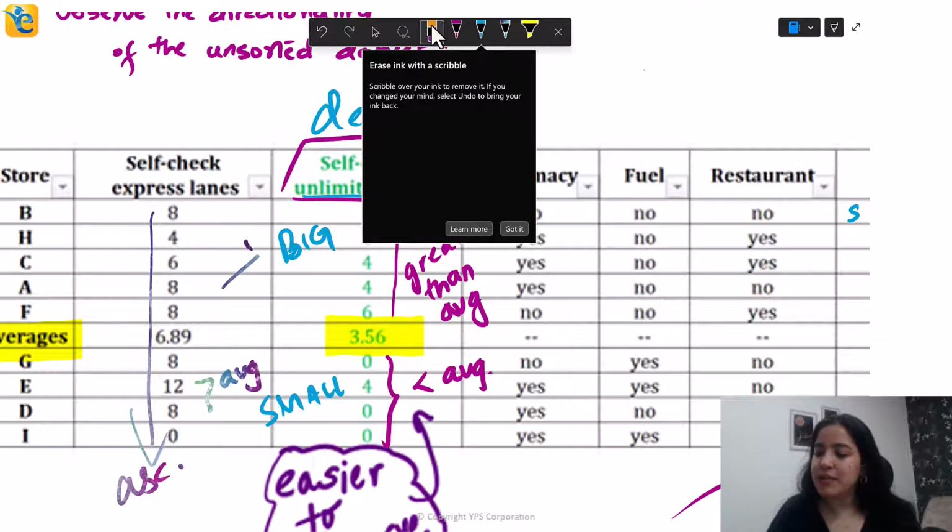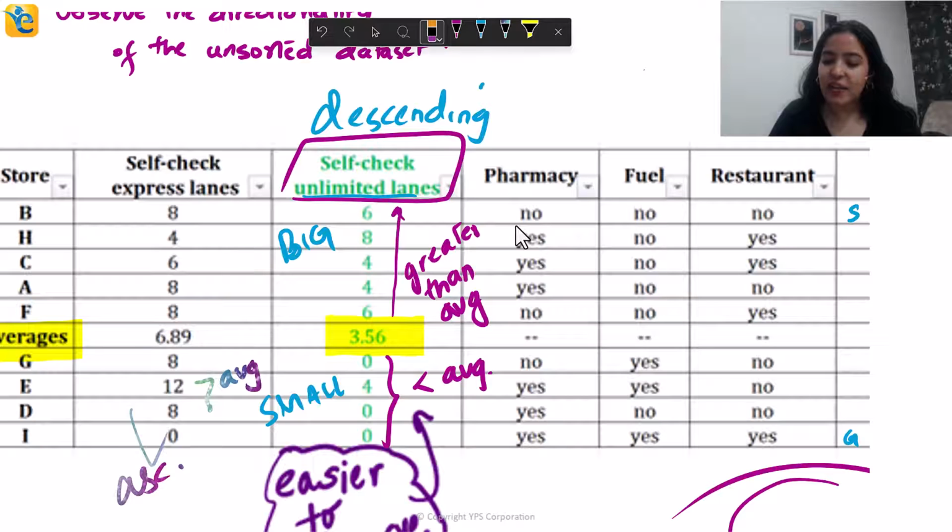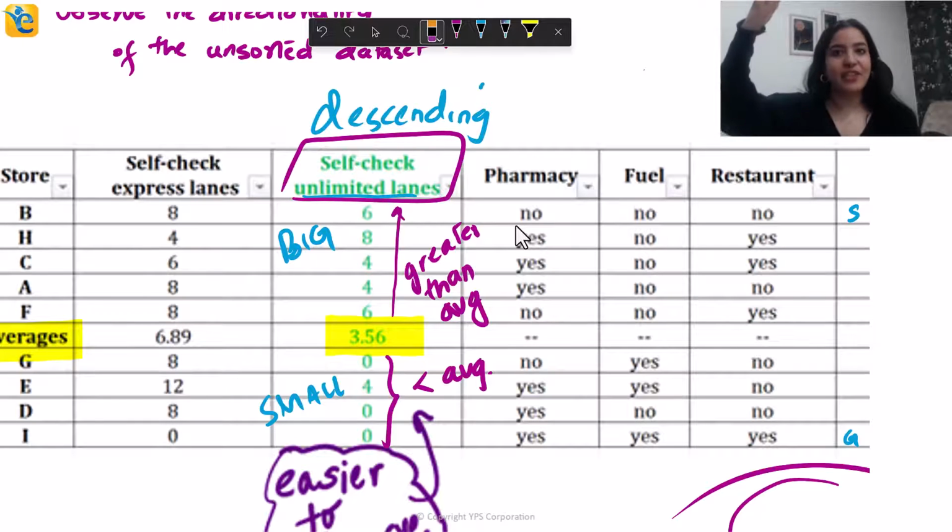Similarly, another possibility is that the values above the average and below the average are mixed. Some of them are greater, some of them are smaller. There's no discernible trend for the values above and below the average. In that case, you would say it's no correlation.